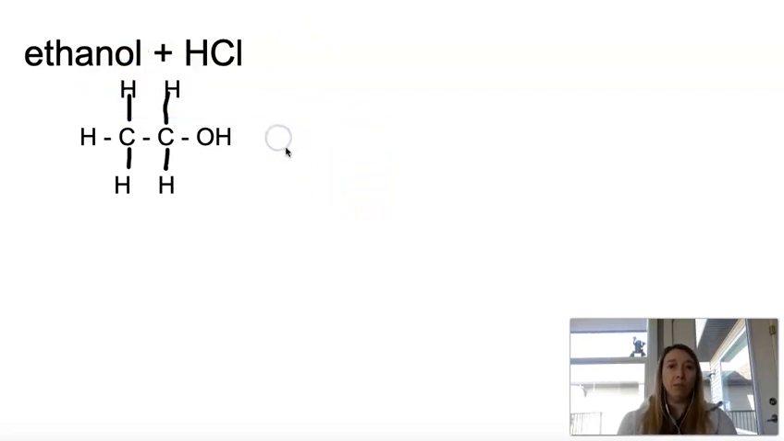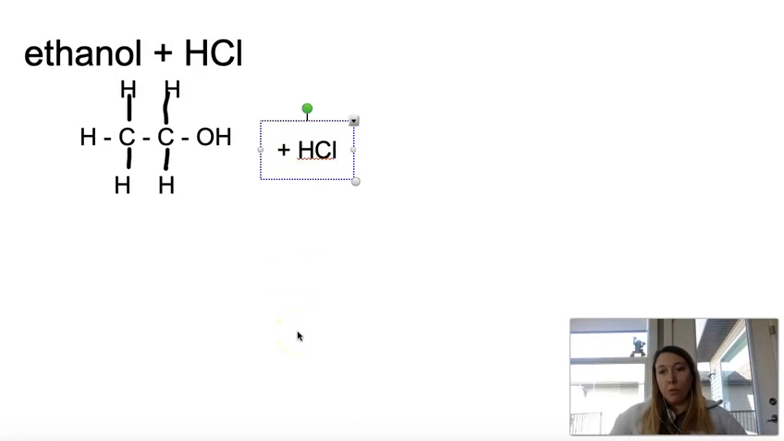Okay, so we have ethanol. We are combining it with HCl. So we're going to go through our little checklist, right? We're going to start with combustion. So there's no oxygen, can't be combustion. Then we go to addition. Well, there's no double or triple bond, so it can't be addition.